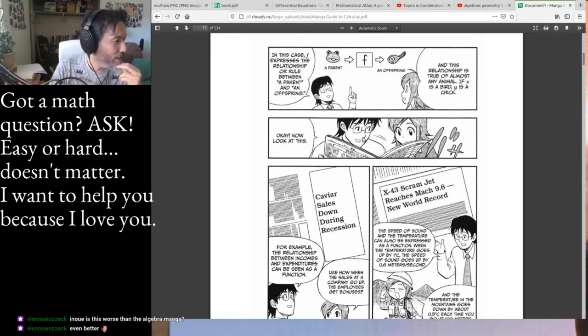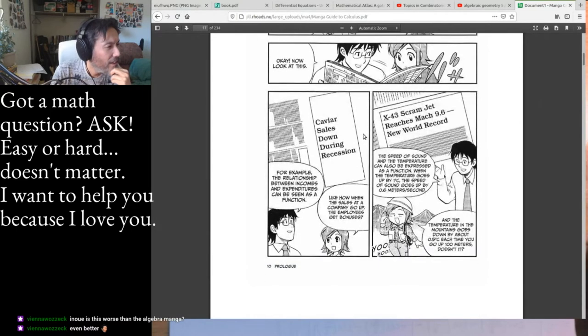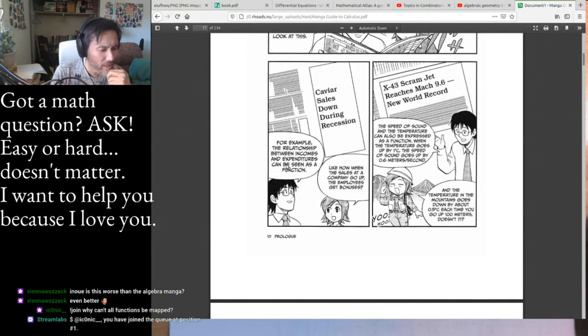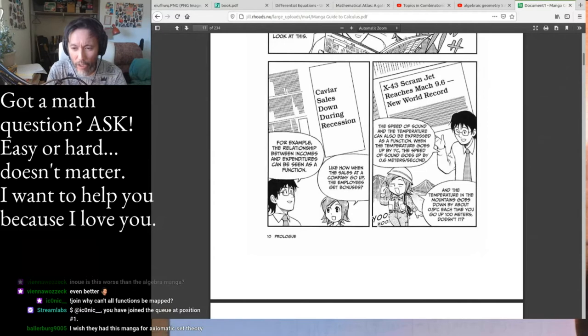Anyway, okay, now look at this. For example, the relationship between incomes and expenditures can be seen as a function. Caviar sales drowned during recession.